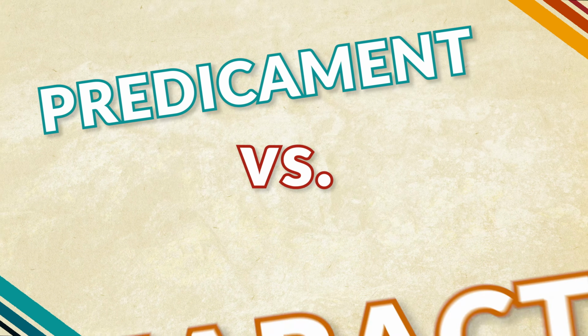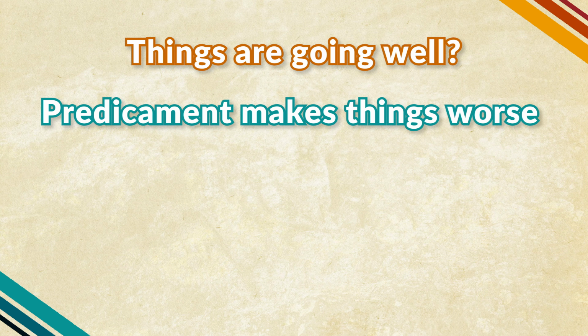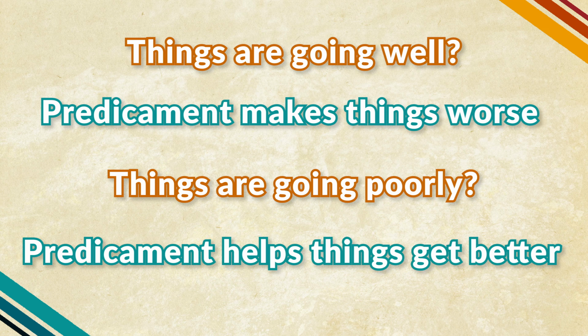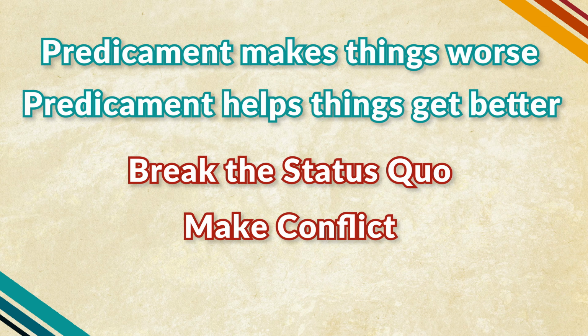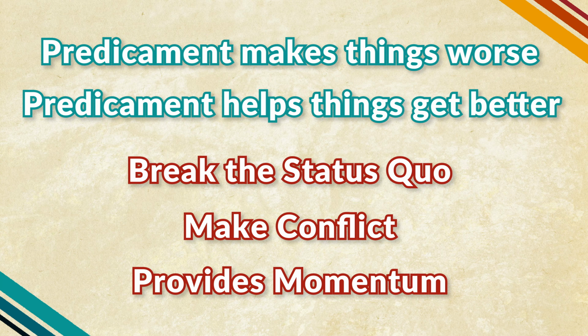The predicament doesn't have to help the character get their want though. Say you start with a confident protagonist who has a nice life and doesn't want things to change. Then the predicament could threaten to make things worse. The goal is to create a conflict that has to be resolved. Generally, it's nice if the predicament stands at odds with the character's situation. Things are going well, predicament makes things worse. Things going poorly already, predicament helps things get better. Both of these options break the status quo and make conflict, which is what you want. Having that conflict at the beginning will provide you with momentum.